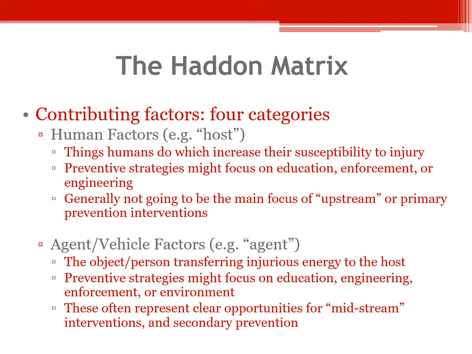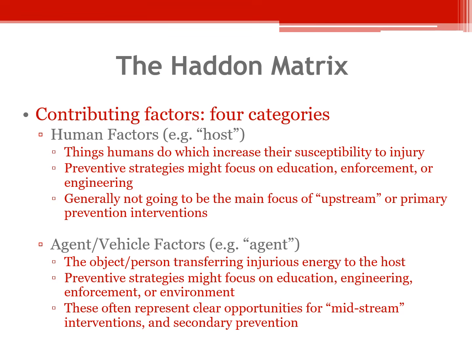The next column of contributing factors will be the agent or vehicle factors. Again, think in terms of agent if you want to visualize this as an epidemiologic triangle. What is this object or this person or this piece of equipment or this circumstance that's transferring injurious energy to the host? And what are some things we can do about it? Preventive strategies in the agent or vehicle factors category of the Haddon matrix, they might focus on education, engineering, enforcement, or really far upstream to environmental changes.